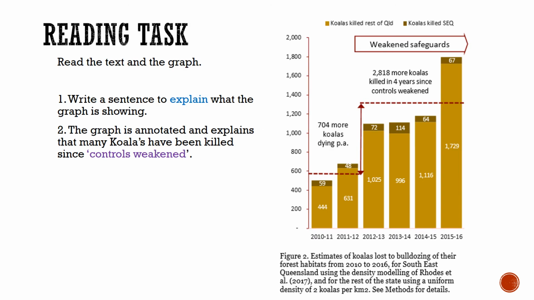Finally, a reading task. We have a graph here, and what I want you to do is write a sentence explaining what this graph is showing. The graph is annotated and explains that many koalas have been killed since controls weakened. So what do you think that means?